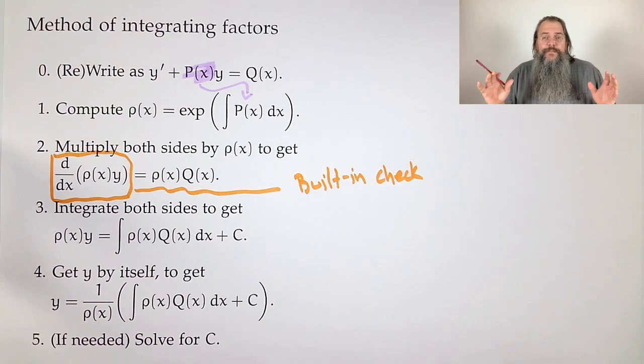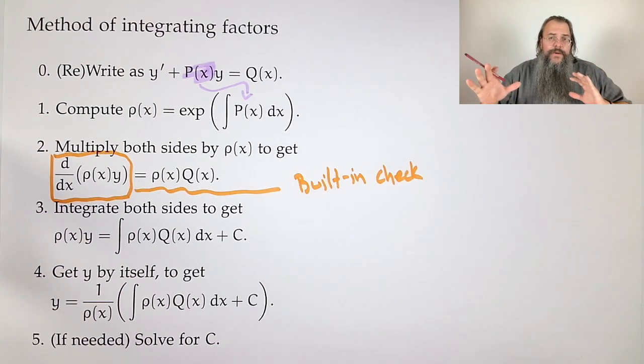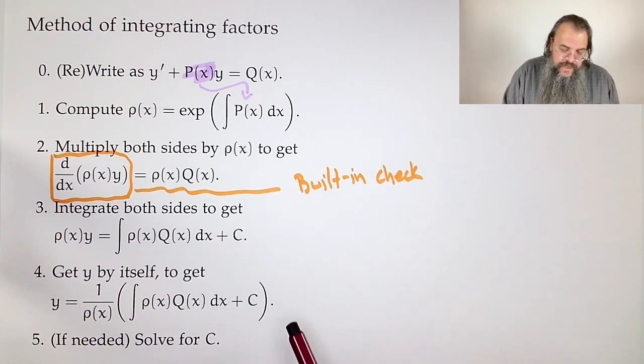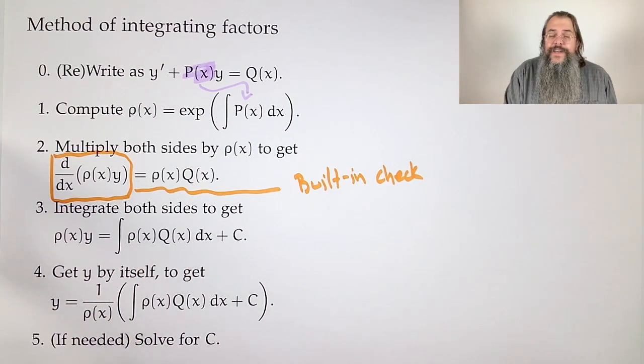And the last step is an optional step depending upon the type of problem you're working on. If you're looking for a general solution, well, there's your formula. If you're looking for a specific solution, well, use that information with the initial condition to solve for C.